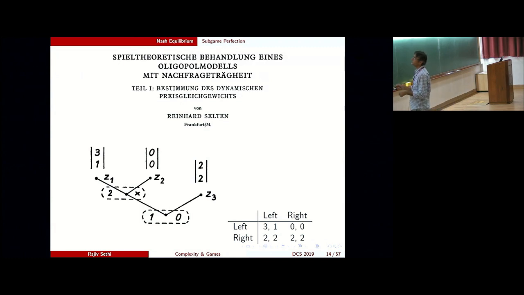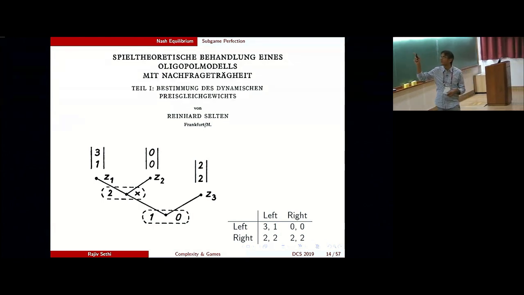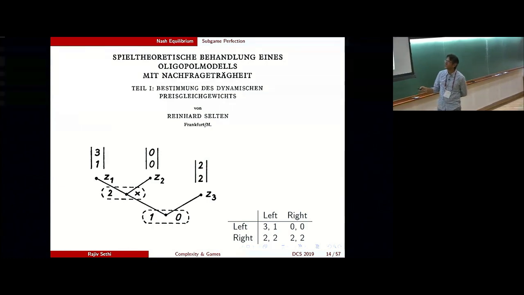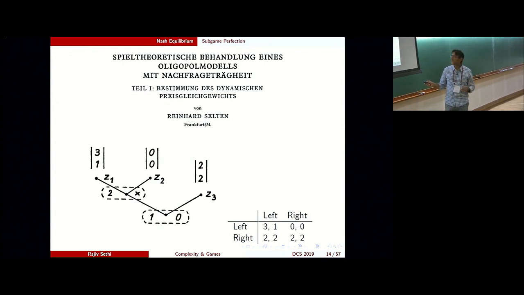So here's Selten's example. This is all taken from his paper, from 1965 in a German publication, Zeitschrift für die gesamte Staatswissenschaft, which I've just cut and pasted from over here. Except for this thing which I wrote, this one is Selten's own example. You have a 2-player game, but there's a sequence of moves. Player 1 can choose either to move to the right or to the left. If player 1 moves to the right, then player 2 is not called upon to move at all, and the payoffs are 2 and 2 to each player.